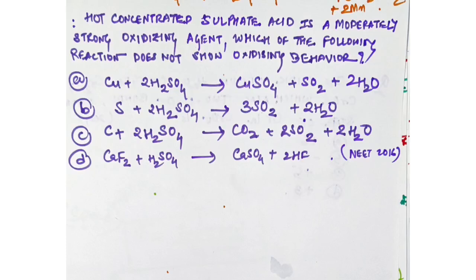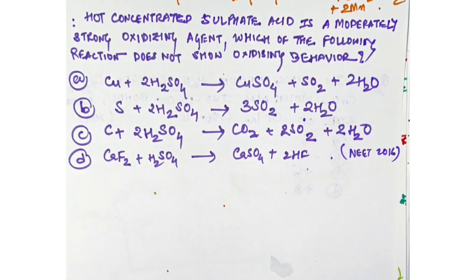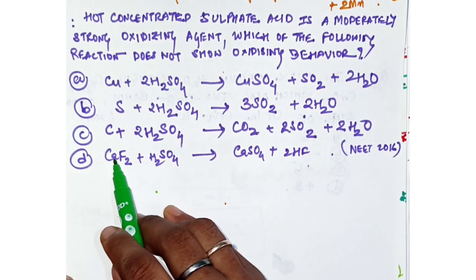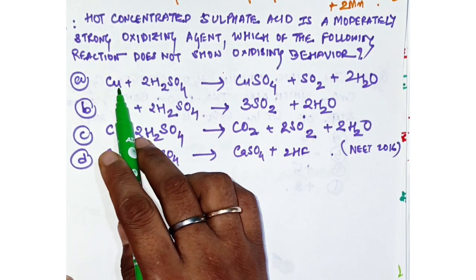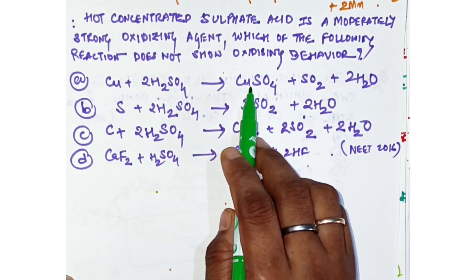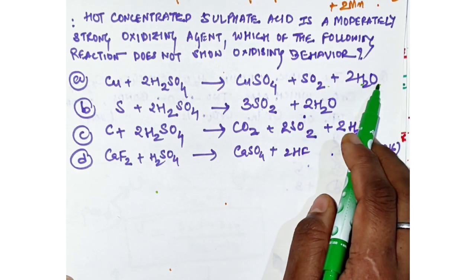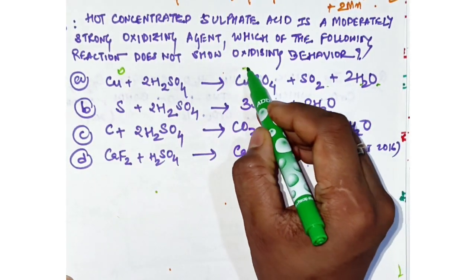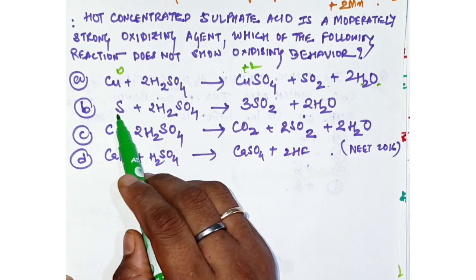Let's go to the next question. Hot concentrated sulfuric acid is a moderately strong oxidizing agent. Which of the following reaction does not show oxidizing behavior? Here see, in the case of Cu plus H2SO4, it is giving you copper sulfate plus SO2 plus twice H2O. So here it is oxidized. So copper is oxidized from 0 state to plus 2 out here.